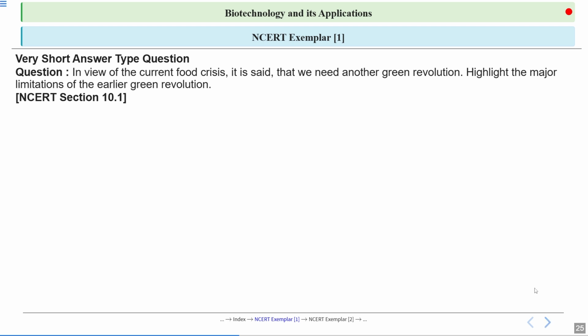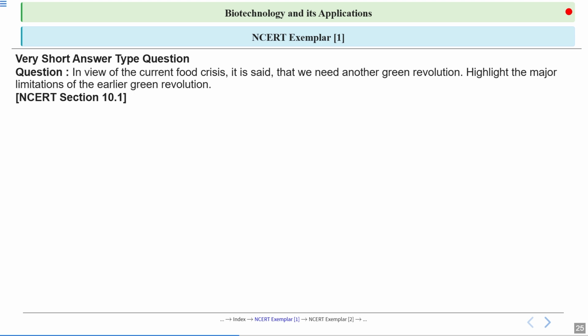Now after this MCQ, we'll come to this very short answer type question. This is NCERT Exemplar 1, very short answer type question. Let's see what the question is asking us. The question says, in view of the current food crisis, it is said that we need another green revolution. Highlight the major limitation of the earlier green revolution.